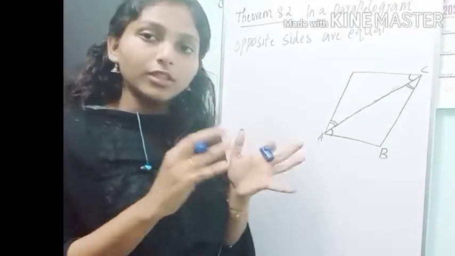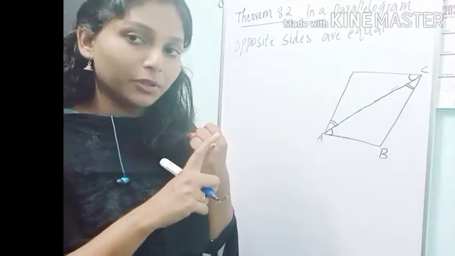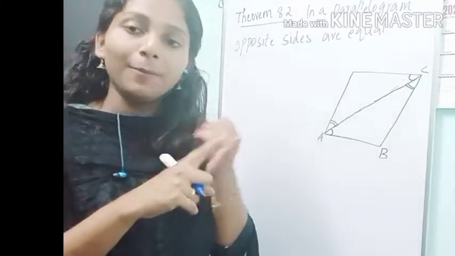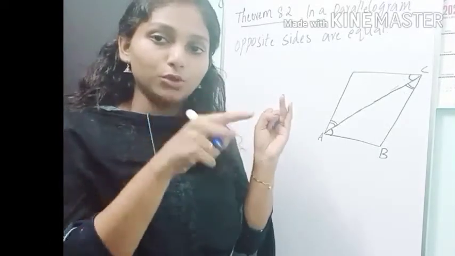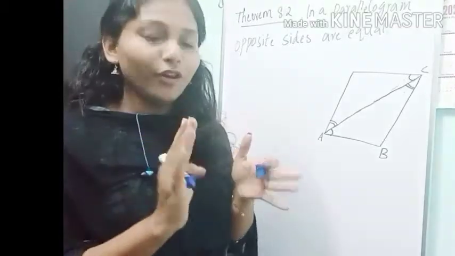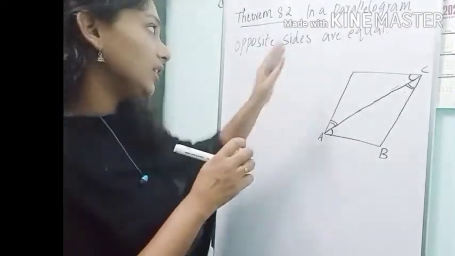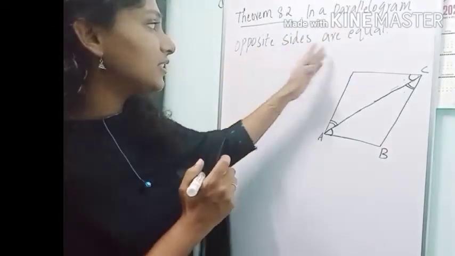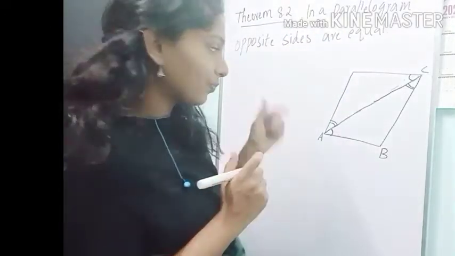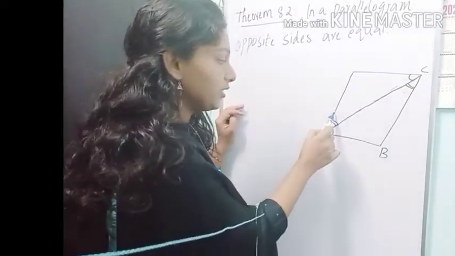So what are the properties of a parallelogram? Parallelogram properties: opposite sides are parallel. Then the diagonal makes two triangles, and we said that these two triangles are congruent. So the next theorem we prove is, in a parallelogram opposite sides are equal. Next property or next theorem is opposite sides.